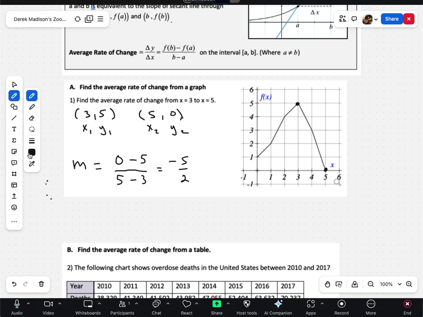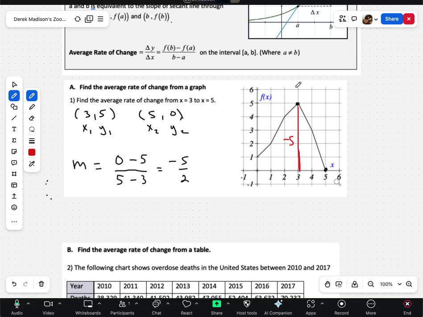We can absolutely get that from the graph, but I just wanted to show what it was going to be analytically before doing this graphically. So if you notice, this is changing. It's going down 5 units, right?